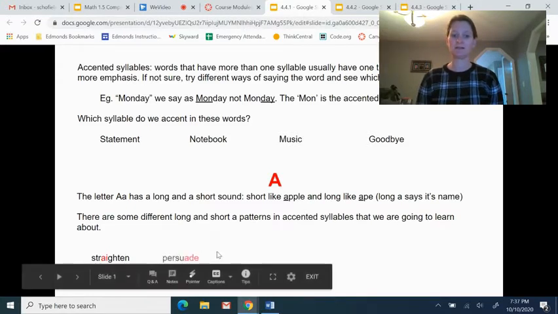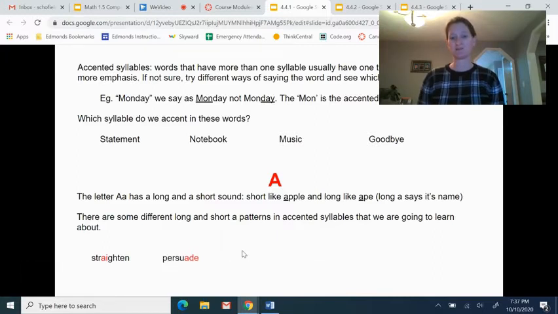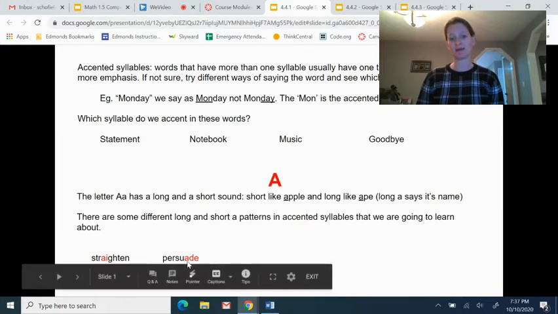Okay, the next word is persuade. And the accented syllable is at the end. The suade is the accented part of the word. And in this one, we have the ADE that makes the A sound, persuade. And that pattern is when there is the letter A and then there's a consonant, which is not a vowel, so any letter that's not a vowel, and then an E at the end. So A, consonant, letter E makes an A sound as well.